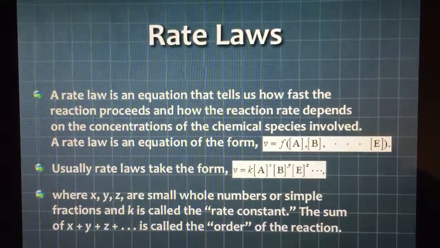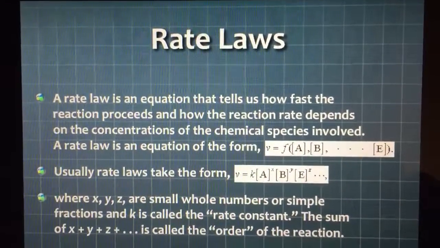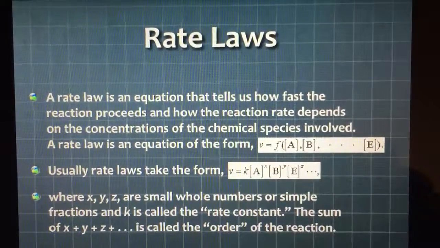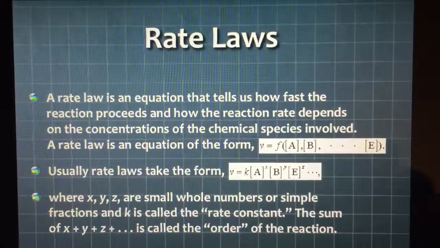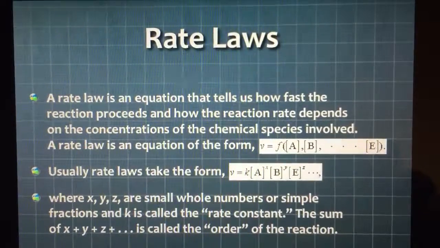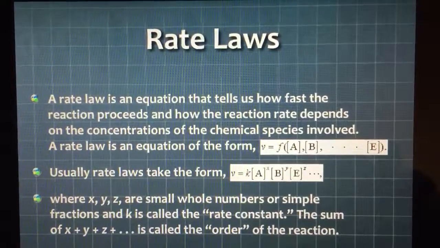Hi everyone, this is Jack, and I'm going to talk about rate laws. A rate law is an equation that tells us how fast the reaction proceeds and how the reaction rate depends on the concentrations of the chemical species involved. A rate law is an equation of the form that we show below.